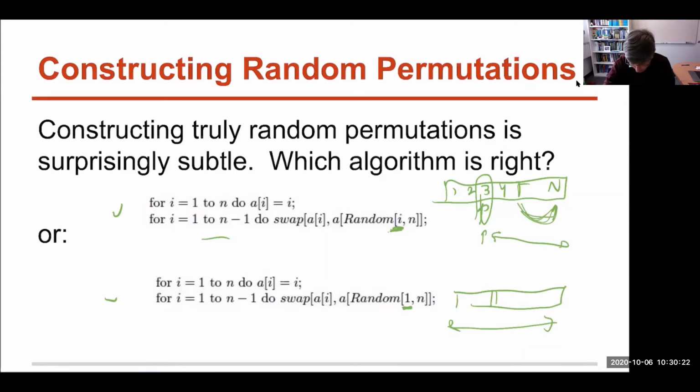I like the first one better. Why? My argument is the first one is going to be right because on the first one, I'm going to swap the first element with a random one. It could have been any one. So I know that the first element is uniformly likely to be any of the items, and then I'm never going to touch it again. And the same argument I'm going to repeat with all the others. So I believe the first one is better.